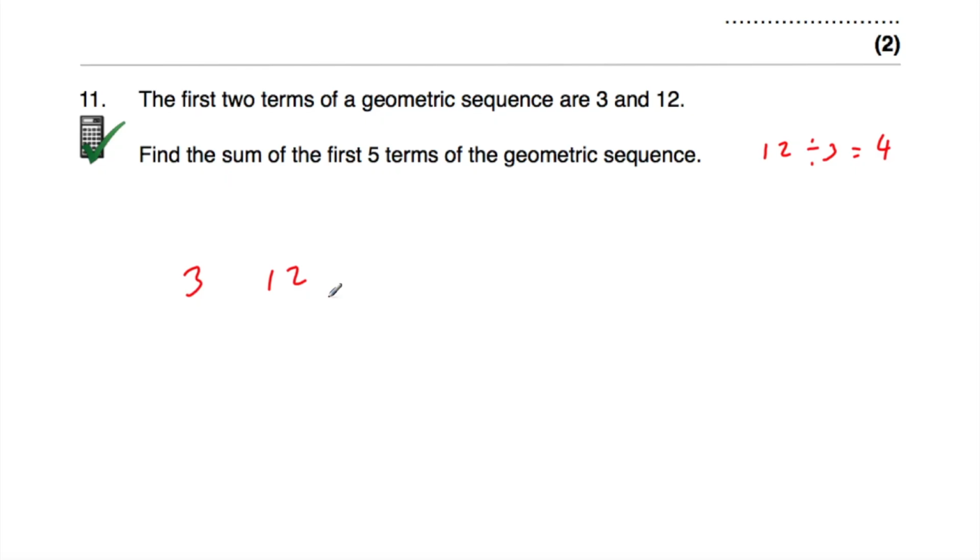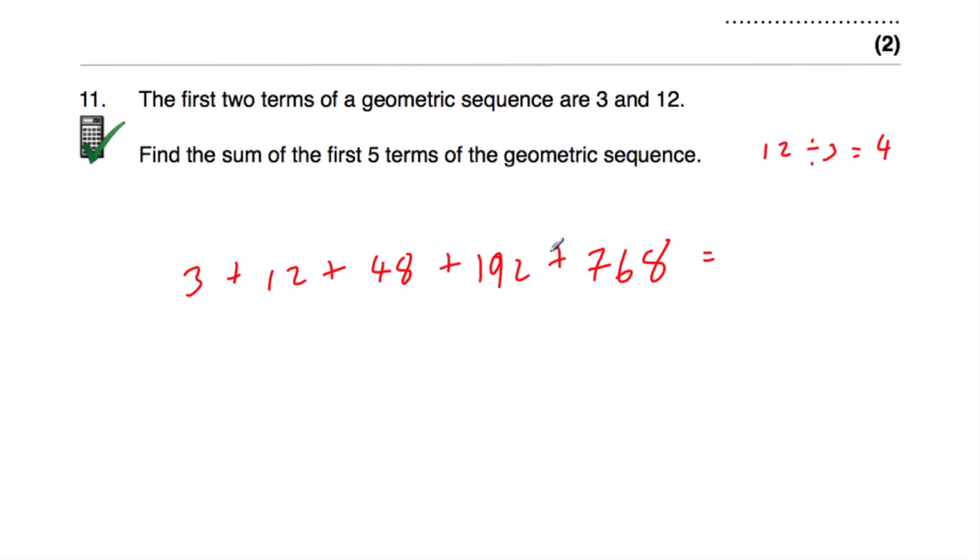So 12 times 4 will be equal to 48. So times by 4. Times by 4 again will be equal to 192. And times by 4 again will be equal to 768. And we want to find the sum of the first 5 terms. We just need to add them together. So if we add those together in our calculator, that'll be our answer.